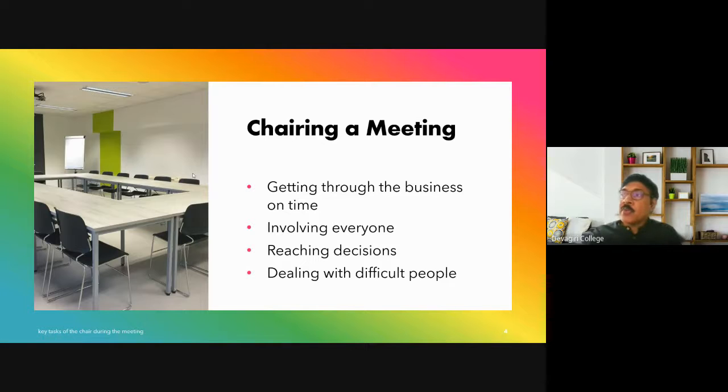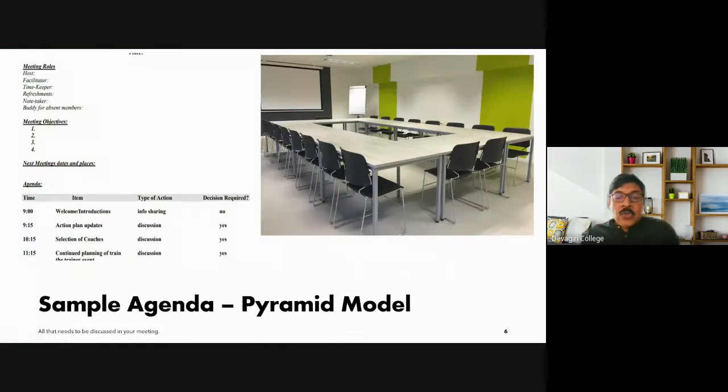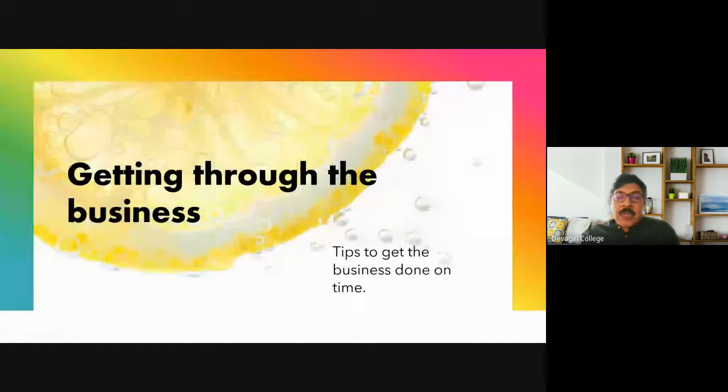So the first point would be how to get through the business. You know that it is very difficult to go through the business if it drags for hours. As I said, a productive meeting will generally last for 2 hours. But suppose the meeting drags for 3 or 4 hours, then everybody gets demoralized. People might want to go home. People might have other commitments. So always have a very clear agenda with respect to your timings.